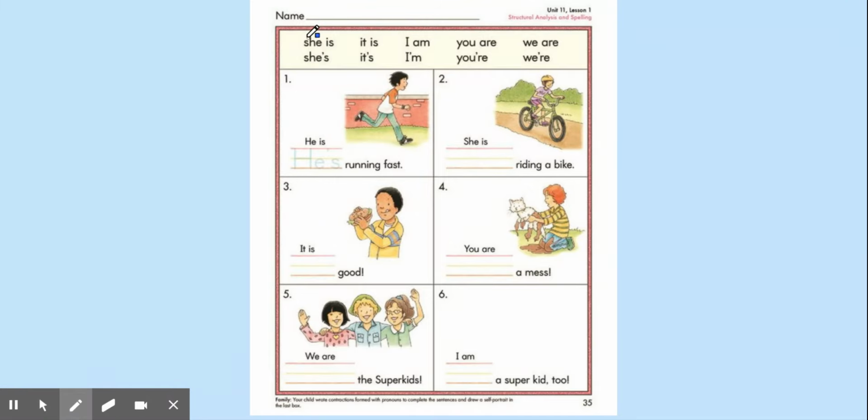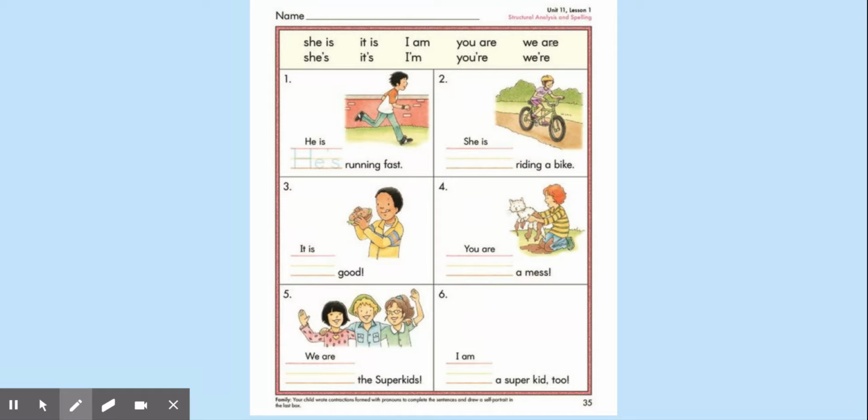If we take a look, this word is "she is," and our contraction turns into "she's." Everyone say "she's." Our two words here are "it is," and it turns to "it's." Our two words up here are "I am," and it turns to "I'm." Our two words up here are "you are," and it turns to "you're." And up here it is "we are," and it turns to "we're."